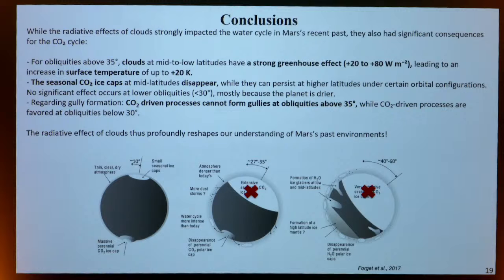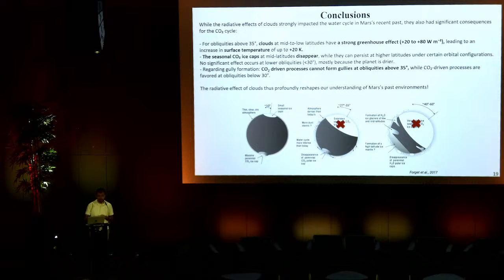What I want you to remember, the take-home message, is that before, we thought that when we have a larger obliquity, we have lower illumination in low latitude regions, which will lead to a more extended seasonal ice cap. But our results showed that the radiative effect of water ice cloud is super significant. It changed everything, and actually our view on Mars about the CO2 cycle is a bit wrong.